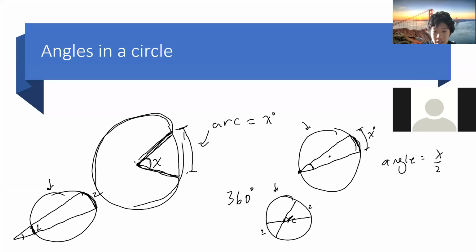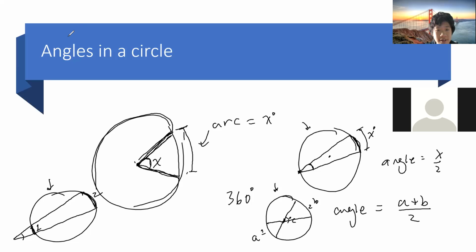For the next one, if the angle is centered inside the circle, anywhere inside the circle, it could be here even, and it cuts out these sections. Any angle inside the circle is going to cut out two arcs, and the angle is going to equal, I'm just going to call these A, B, A plus B divided by 2. So the angle is going to be equal to the average of the arcs it cuts out. This is if the angle's inside the circle.